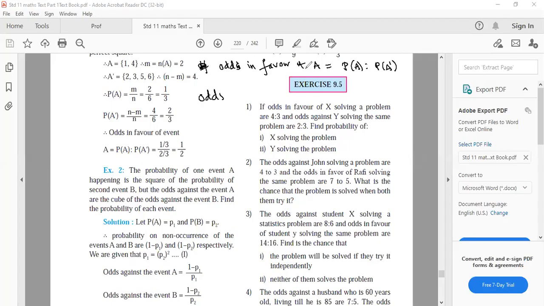Odds in favor of A is probability of A is to probability of A dash. Odds against A is probability of A dash is to probability of A.